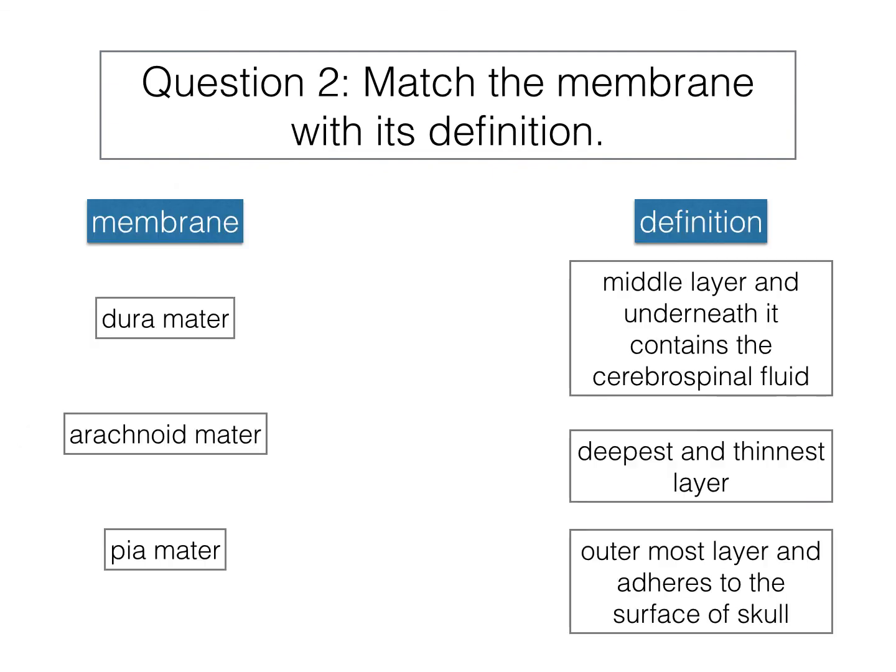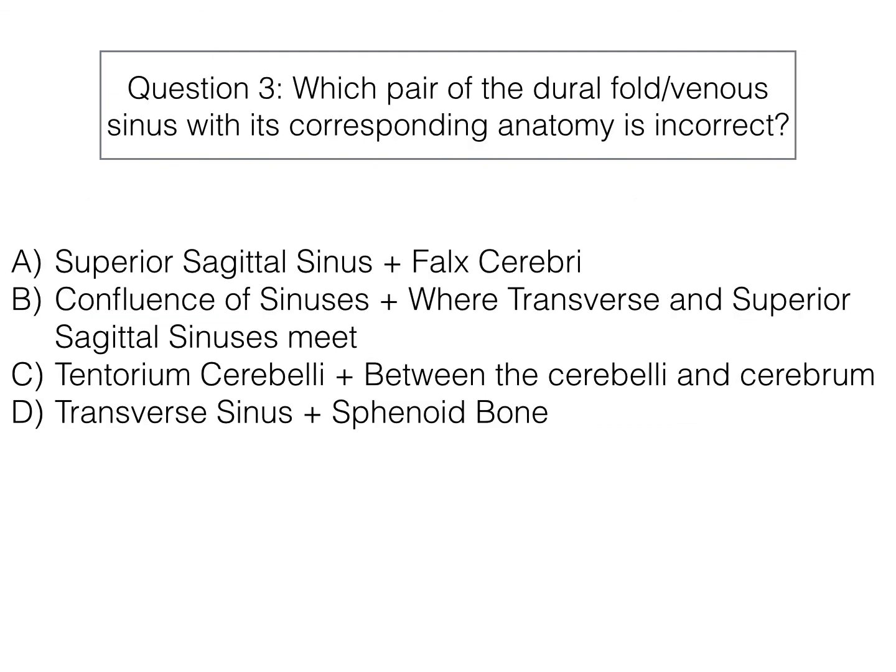Question 2, match the membrane with its definition. Again, pause this video and try to do it on your own. The answer is that the dura mater is the outermost layer and adheres to the surface of the skull. The arachnoid mater is the middle layer and underneath contains the cerebrospinal fluid. And the pia mater is the deepest and thinnest layer. Question 3, which pair of dural fold or venous sinus with its corresponding anatomy is incorrect? The answer is D, the transverse sinus and the sphenoid bone. The transverse sinus doesn't lie within the sphenoid, it lies within the tentorium cerebelli.